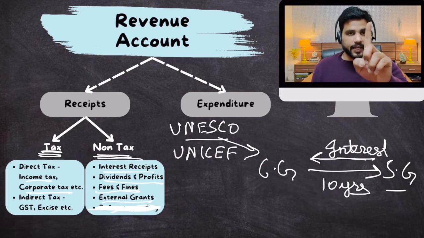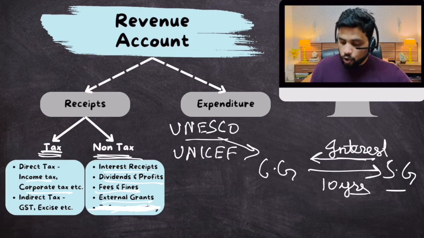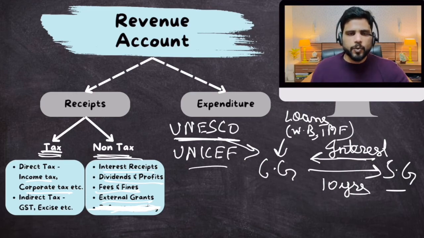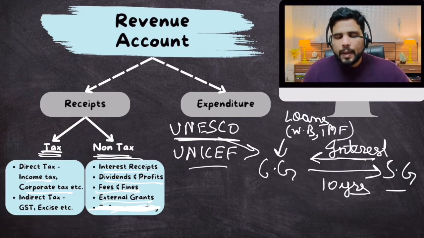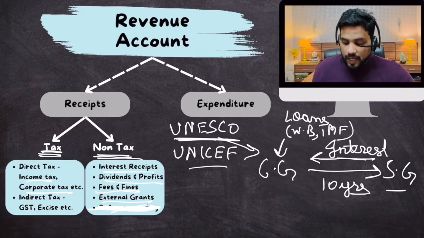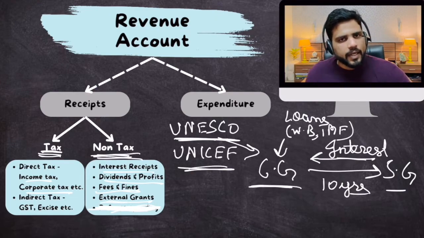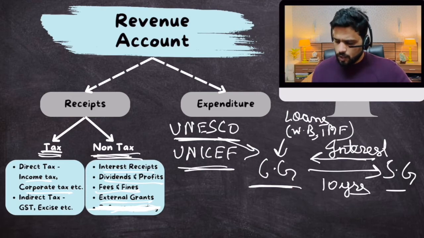Please know the difference between external grants and loans. Government also receives loans from the World Bank, IMF, right? Those are loans. What I'm talking about over here is UNESCO, UNICEF, which are grants. The difference between loans and grants is that you don't have to pay back grants, but you have to pay back loans, right? So international grants given to the central government are part of non-tax revenue. Clear? Very simple.